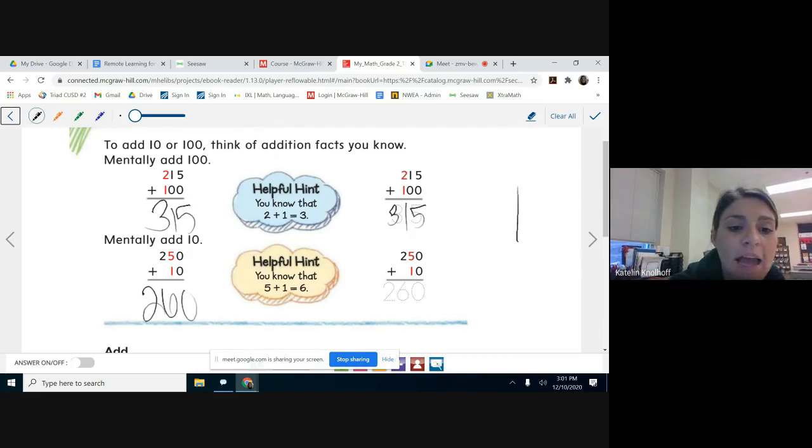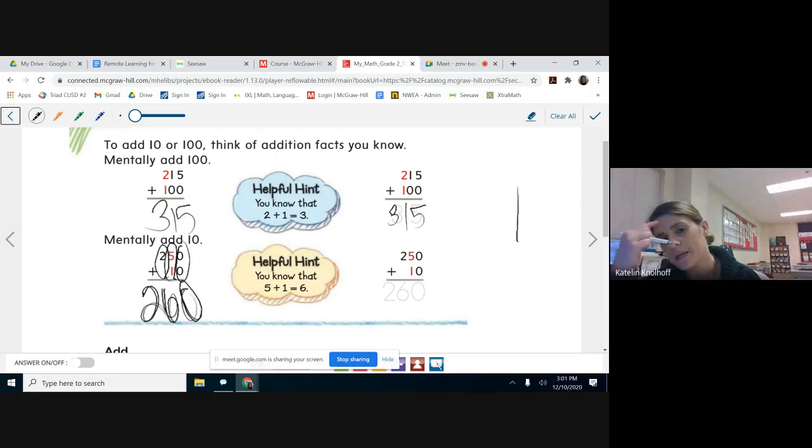Or you can start with adding down the ones place. 0 plus 0 is 0. Then you add the tens place. 5 plus 1 is 6. And then you add the hundreds place. 2 plus 0 is 2. So if you know mentally in your head what it is, great, you can just write it down. But if you don't know and you're struggling, then you want to start with the ones place, the tens place, and the hundreds place. Okay? Let's go down and try a couple together.